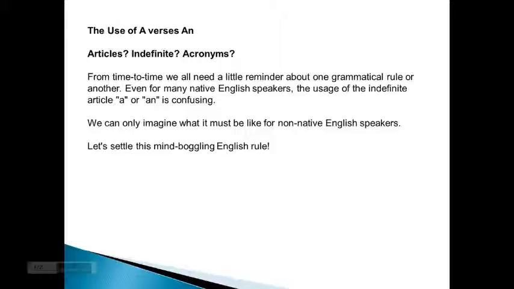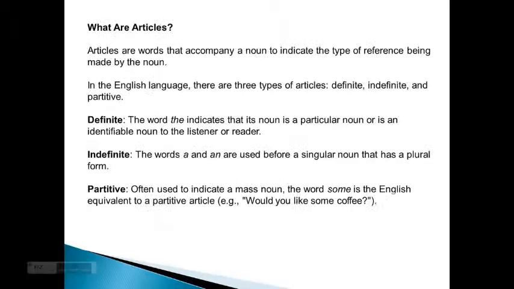So the use of a versus an, articles, indefinite, acronyms. From time to time we all need a little reminder about one grammatical rule or another. Even for many native English speakers, the usage of the indefinite article a or an is confusing. Well, we can only imagine what it must be like for non-native English speakers. Let's settle this. So what are articles?